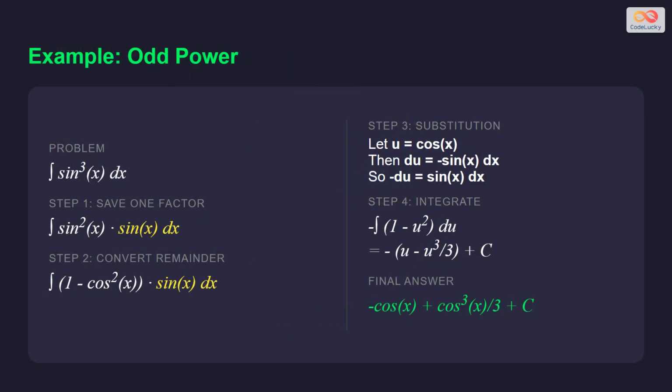Let's look at an example. The integral of sine cubed of x. Since 3 is an odd number, we save one factor of sine. We rewrite sine cubed as sine squared times sine. Then, we convert the sine squared into 1 minus cosine squared. Now, if we let u equal cosine x, our du is negative sine x, which matches our saved factor perfectly.